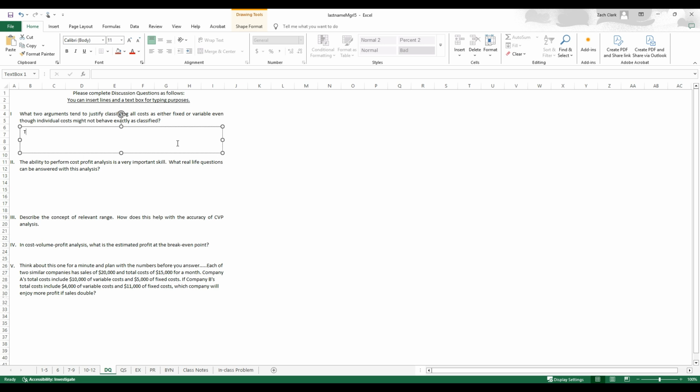So two arguments for classifying costs as either fixed or variable include, there's usually some variation, even if the costs aren't 100% fixed or variable. So we'll say minor variations in the costs tend to offset each other.